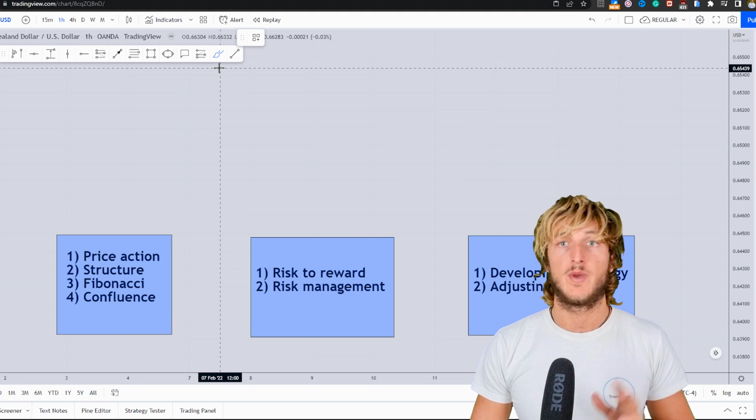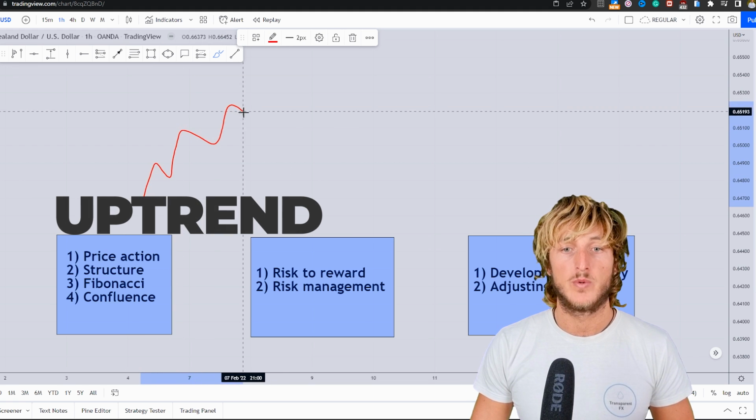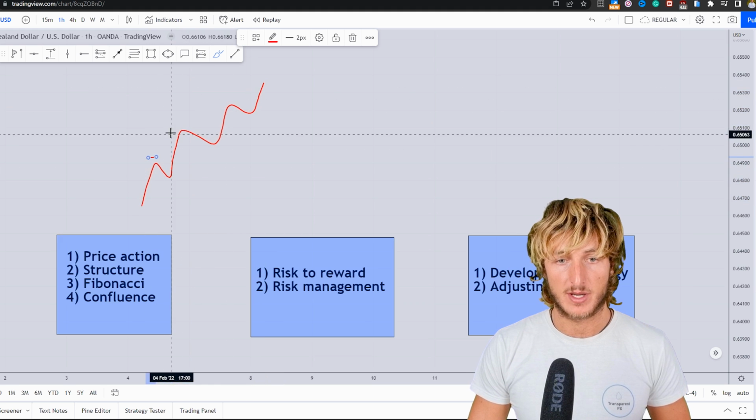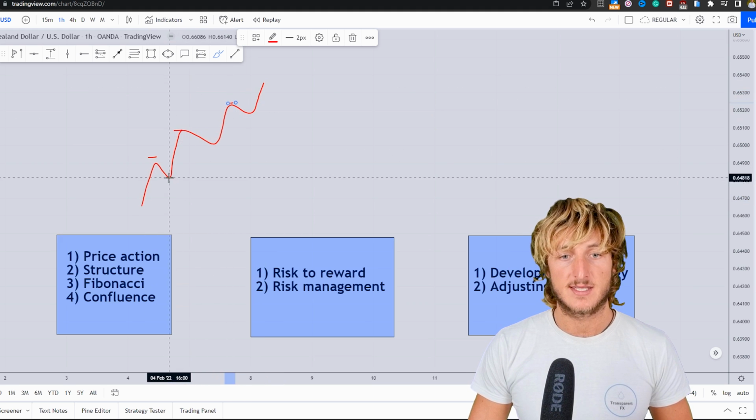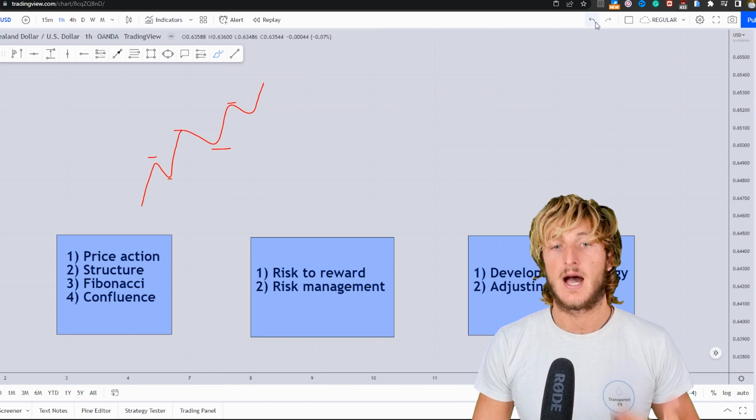Now, as you know, we can have three phases in a market. Either we are in an uptrend, in which we are creating a series of higher highs and higher lows. So the market is printing higher highs, and at the same time, we're printing higher lows. Now, this is by definition an uptrend.